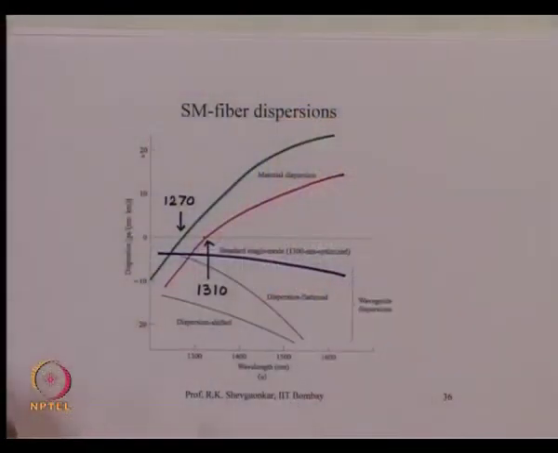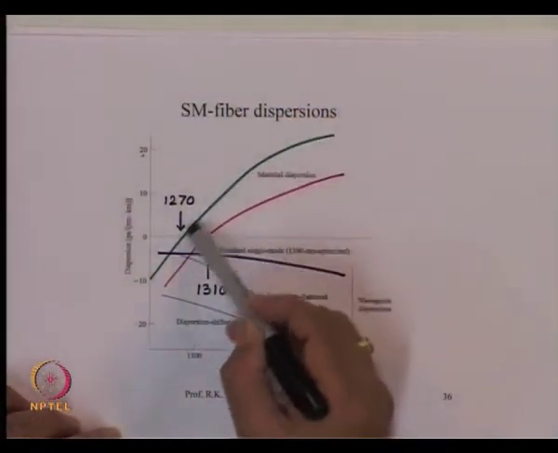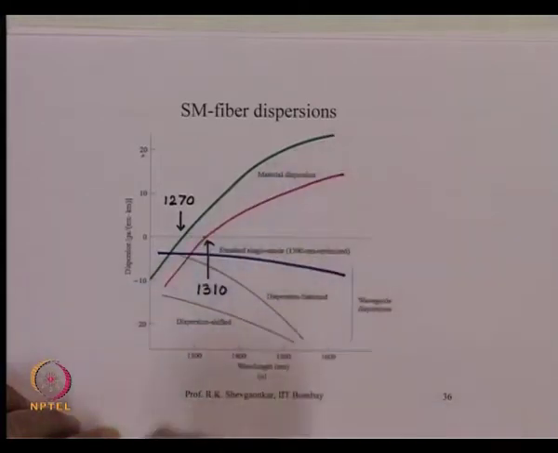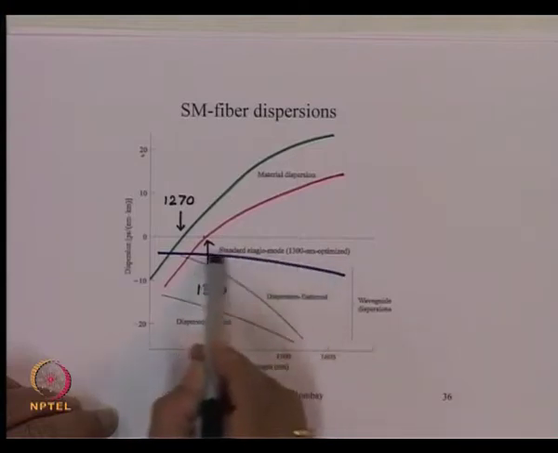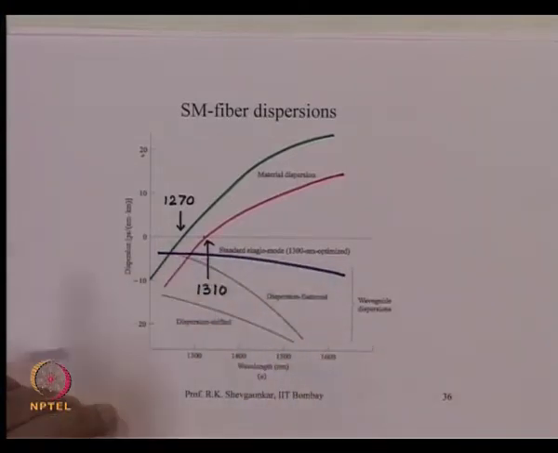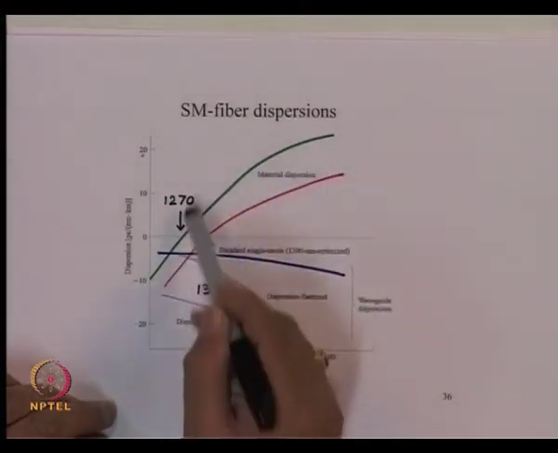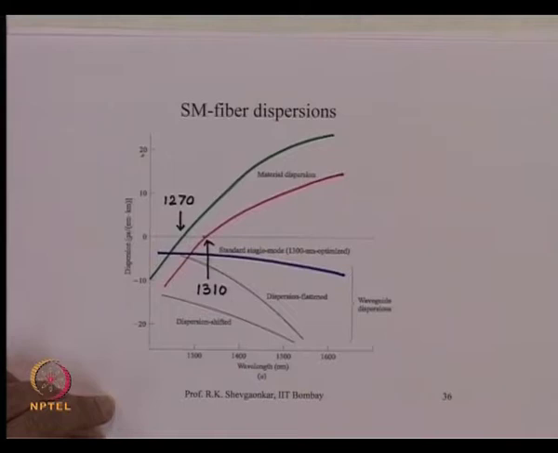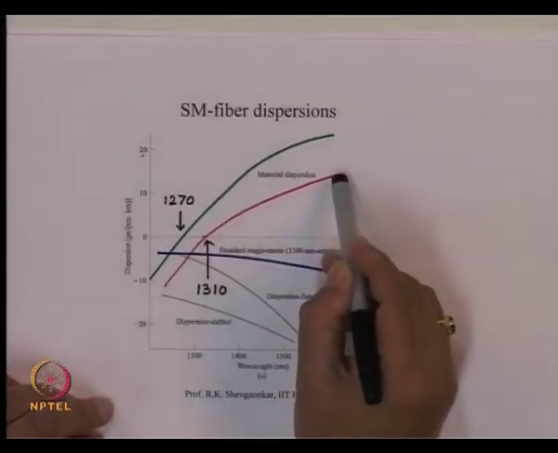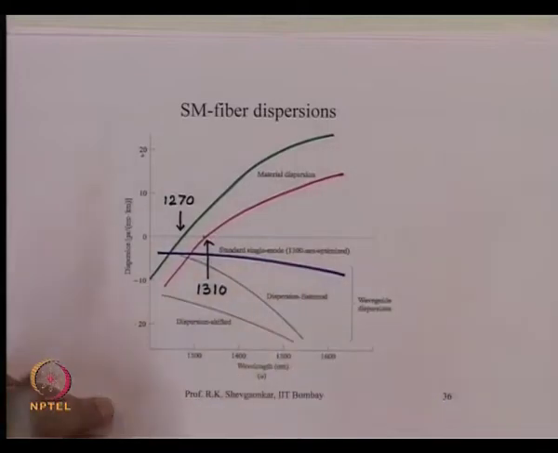So now if I take the total dispersion, then as we mentioned, it is the sum of the two. Here this green line gives you the material dispersion. The blue line here is the waveguide dispersion for the HE11 mode in a single mode fiber. So the total dispersion will be the sum of these two. If I take these two curves and add them point by point, I will get this red line. That is the total dispersion I will see on the single mode optical fiber.